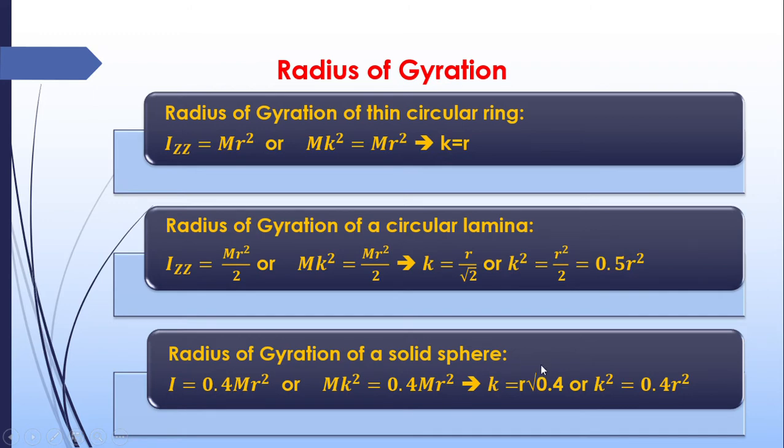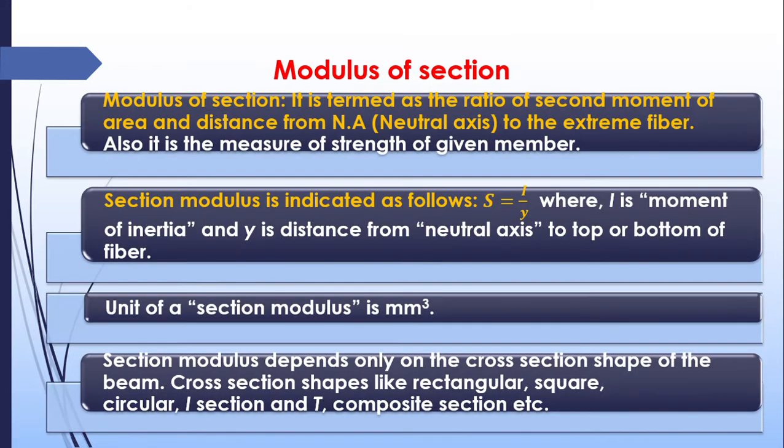And the radius of gyration of a solid sphere is found from its moment of inertia. Moment of inertia is equal to 0.4 mr square. So you'll get k as 0.4 r square. So this is just derivations, just examples for finding the radius of gyration. No need of worrying about this. This is just examples.